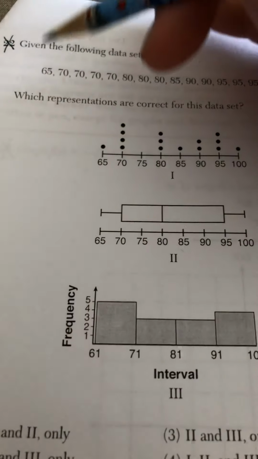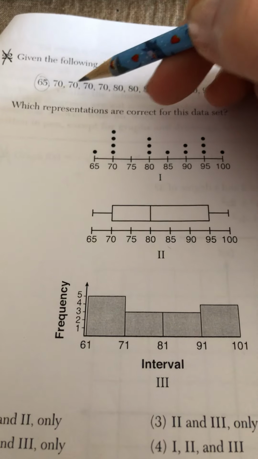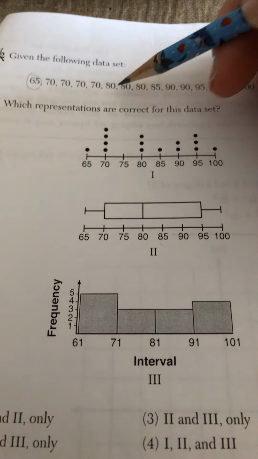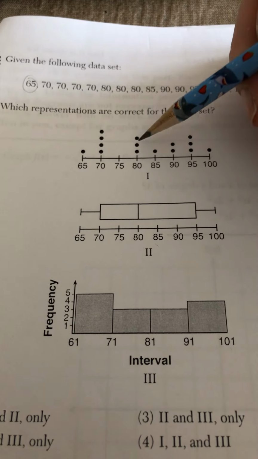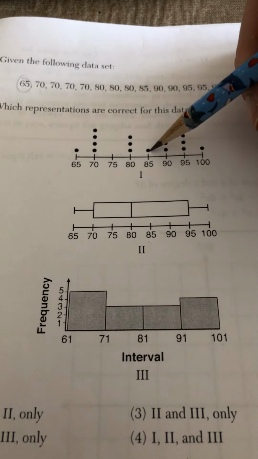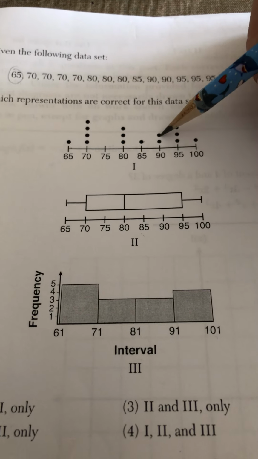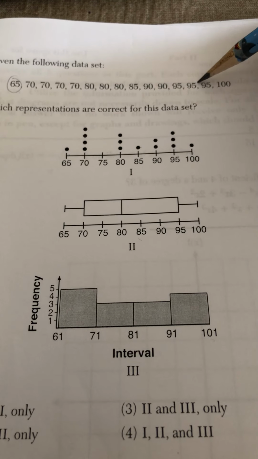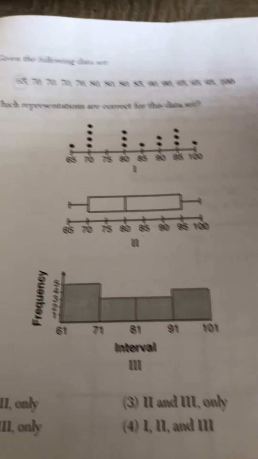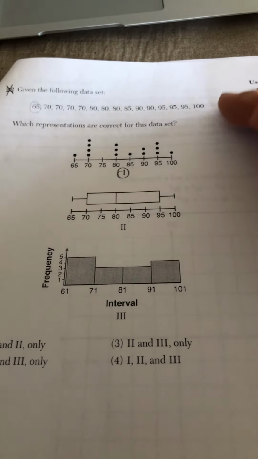Well, let's just check really fast. There's a 65, there's one dot. Four 70s, 1, 2, 3, 4 dots. Three 80s, 1, 2, 3 dots. 85, 1 dot. Two 90s, 1, 2 dots. Three 95s, 1, 2, 3 dots. 100, 1 dot. This is a correct representation of these points.